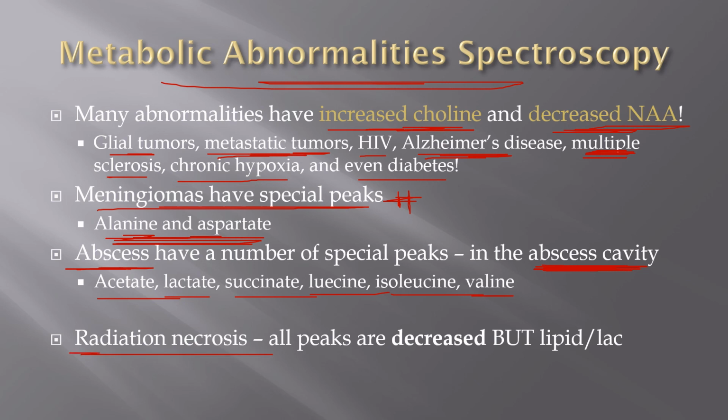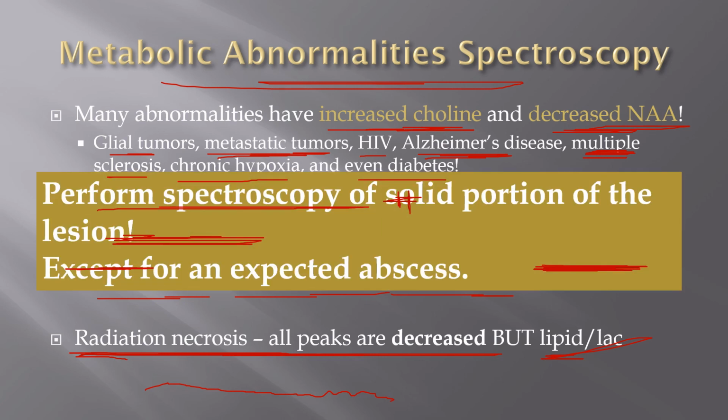And I just throw in radiation necrosis because in the right situation, this is actually what we're often looking for. Radiation necrosis should be pretty much a flat line or a little jaggedy line. You might see some lipid and lactate in it, but in general, radiation necrosis is going to result in decreased peaks. So perform spectroscopy of the solid portion of the lesion, except for a suspected abscess.